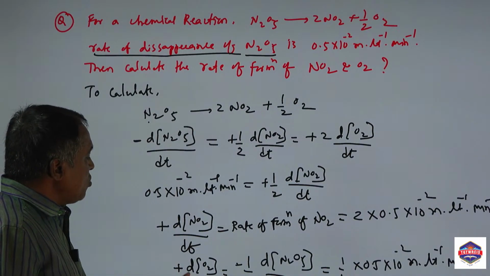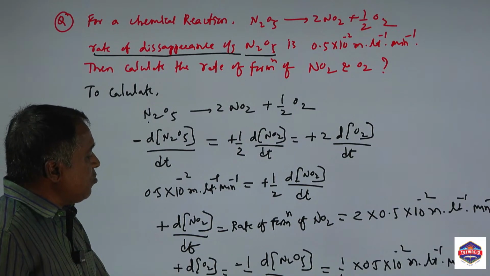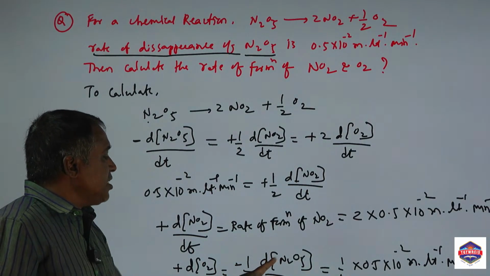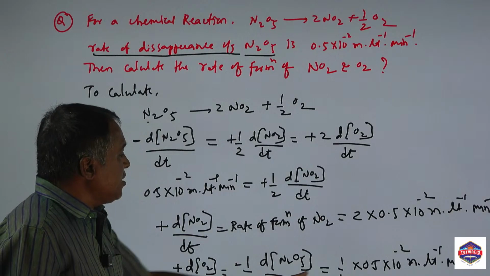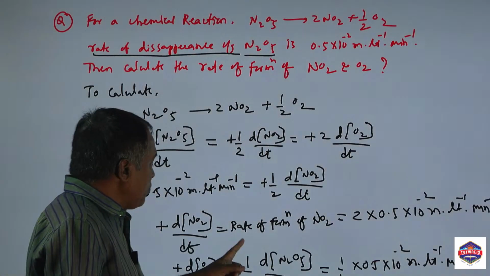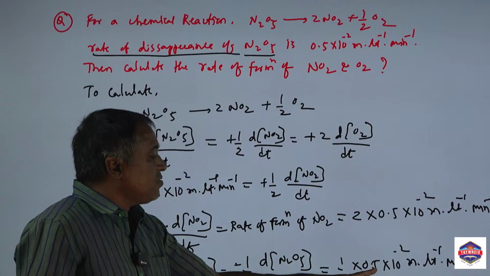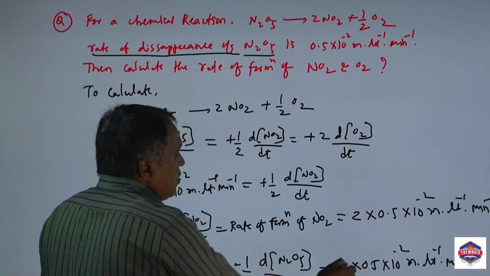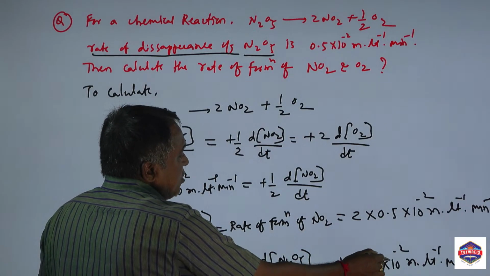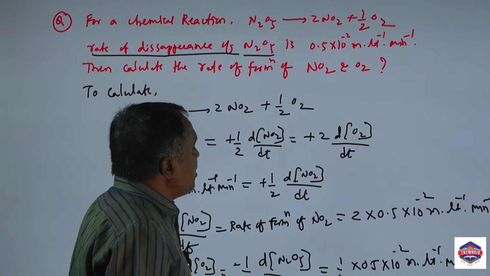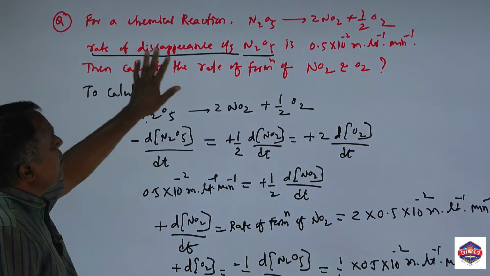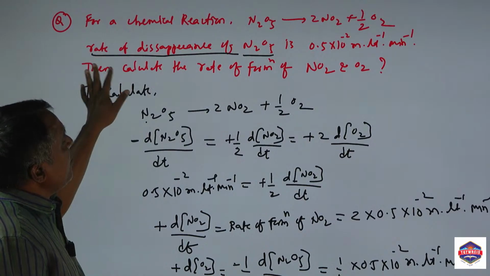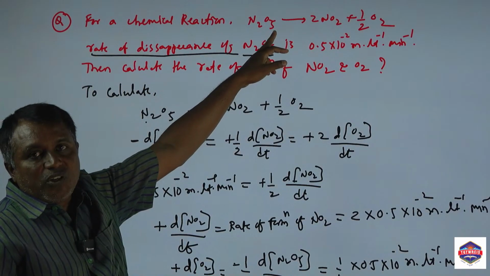Rate of formation of O2 is equal to minus 1 by 2 dN2O5 by dt from this equation. Minus dN2O5 by dt is equal to 0.5 into 10 to the power of minus 2. Since 1 by 2 is there, it is 1 by 2 into this, so 0.5 into 1 by 2 means 0.25 into 10 to the power of minus 2 mole liter inverse minute inverse. This is the way to calculate the rate of formation of NO2 and O2 in a chemical reaction if the rate of disappearance of N2O5 is given.